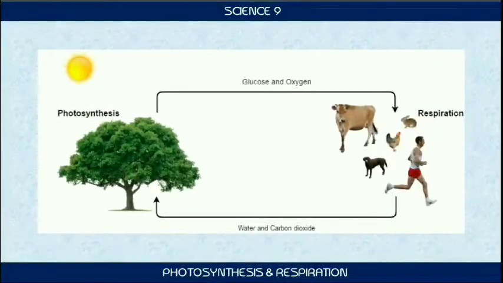Look at the picture. Photosynthesis uses the energy from the sunlight. On the other hand, respiration happens in animals and humans, in which they get oxygen and put out the carbon dioxide.